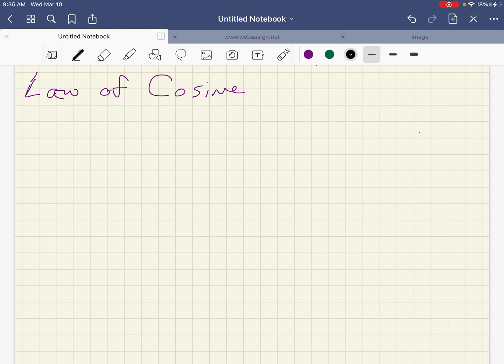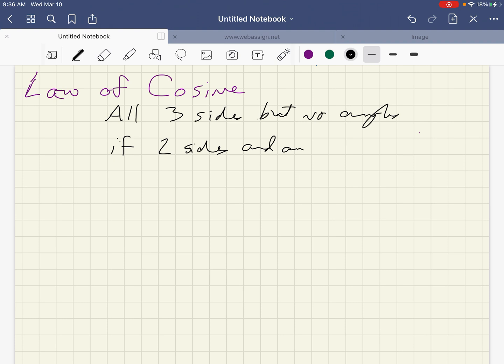Law of sines was if you had two angles and one side, or two sides and one angle that was not in between. So this is going to be for those opposite things. This is for when you have all three sides but no angles, or if you have no pairs. So you don't have both A's or both B's. So if you have two sides and the angle in between, say you have side B and C and angle A. So this is those other cases.